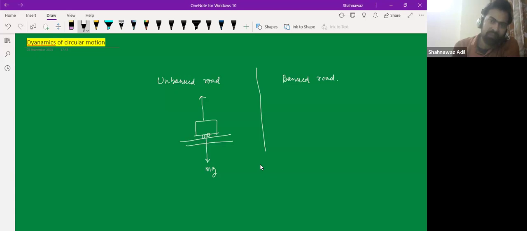Now, I don't want this car to slip. Slipping means, let's say this is the corner of the road, and the car is moving on some circular road with some radius. I don't want this car to slip. Slipping means it is going in this direction. So what is stopping this car from slipping? What is the force that is stopping this car from slipping?